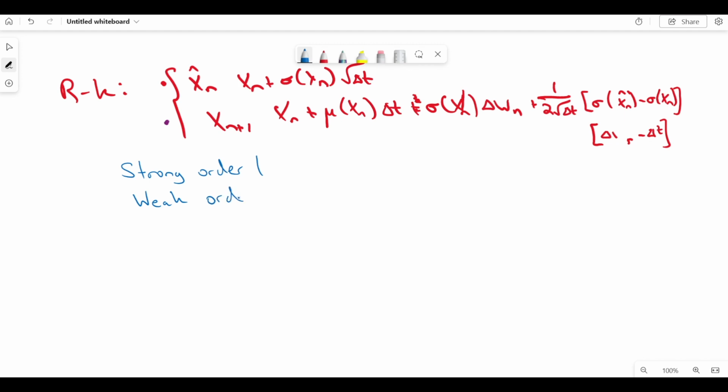And this also has a weak order of 1, which is comparable to the EM scheme. Look at the appendix for detailed proofs of these facts. Now, there are a number of ways to further increase this order, and you'll see this in the final part of the video, but let's just go ahead and apply this to a nice model.